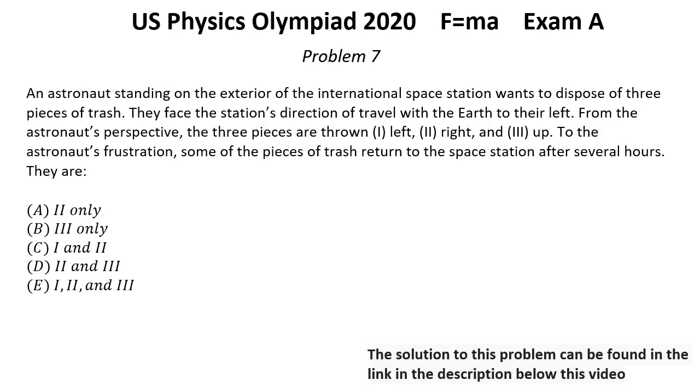Solution for problem number 7. By Kepler's third law, we have T squared proportional to a cubed, where T is the period of orbit and a is the semi-major axis. And also we have total energy E equals negative G M m divided by 2a. The astronaut's throw has a negligible impact on the total energy of the trash, and hence a negligible impact on a and hence T. In fact, after one full orbit, all 3 pieces of trash simply return to the space station. That's answer E, and that was the solution for problem number 7.